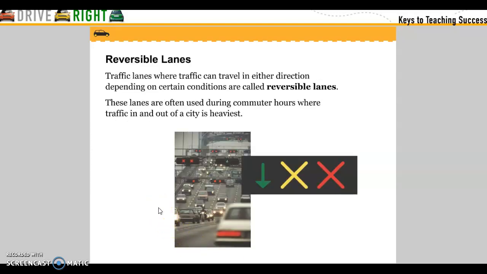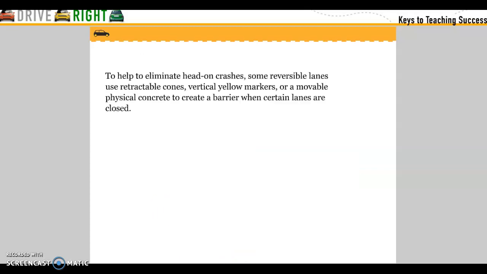Reversible lanes. Traffic lanes where traffic can travel in either direction depending on certain conditions are called reversible lanes. These lanes are often used during commute hours when traffic in and out of a city is heaviest. To help eliminate head-on crashes, some reversible lanes use retractable cones, vertical yellow markers, or a movable physical concrete barrier to create a barrier where certain lanes are closed.